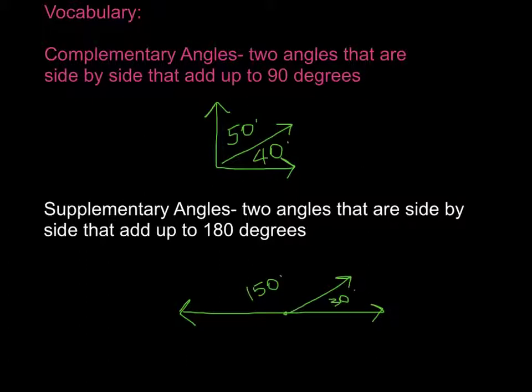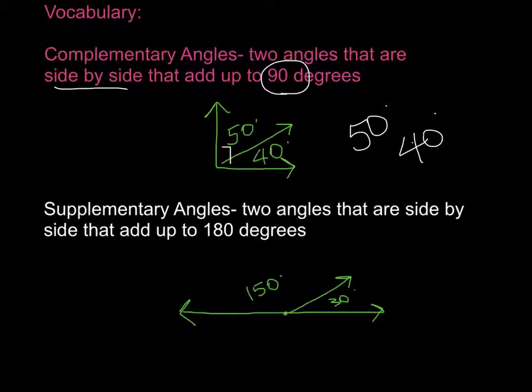Complementary angles are two angles that are side by side that add up to 90 degrees. So they form a right angle. You'll notice that this angle is a right angle, and those two angles that are complements of each other are 50 and 40. 50 plus 40 equals 90.